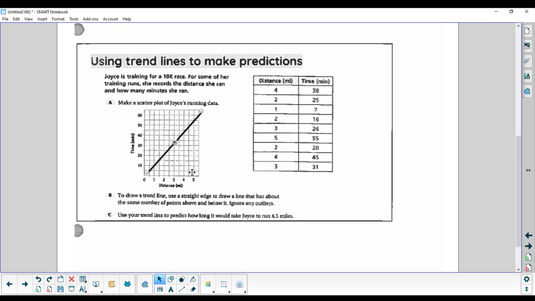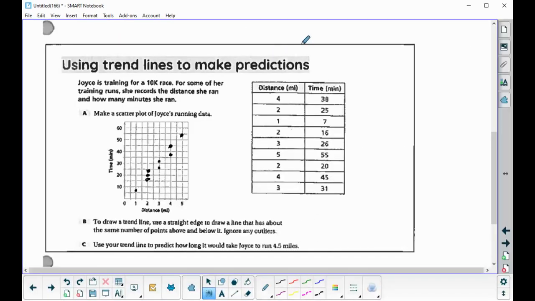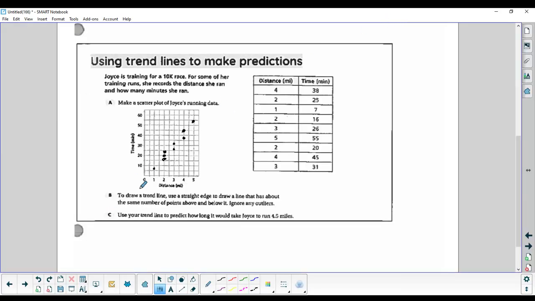So on this problem, I want to use a trend line to make a prediction. In order to do that, I need to plot my data points first. So take a moment and pause the video to plot those points in the scatter plot. Now that I have my data set plotted on the scatter plot, I'm going to take a straight edge and draw a trend line through the data.